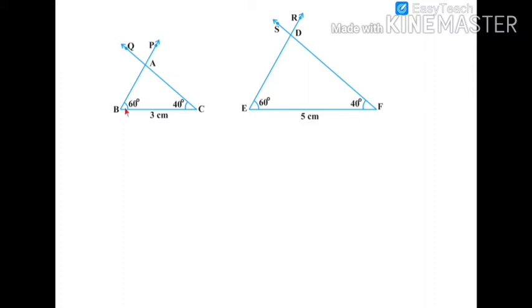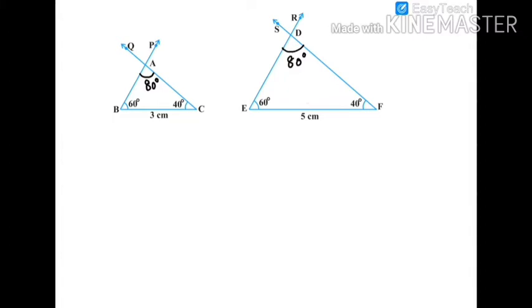So we notice that angle B is equal to E and angle C is equal to F. Can you say that angle A is also equal to D? Angle A can be found using angle sum property and it comes out to be 80 degrees. Likewise, you can find angle D using angle sum property and it comes out to be 80 degrees. So all the corresponding angles of these two triangles are equal.